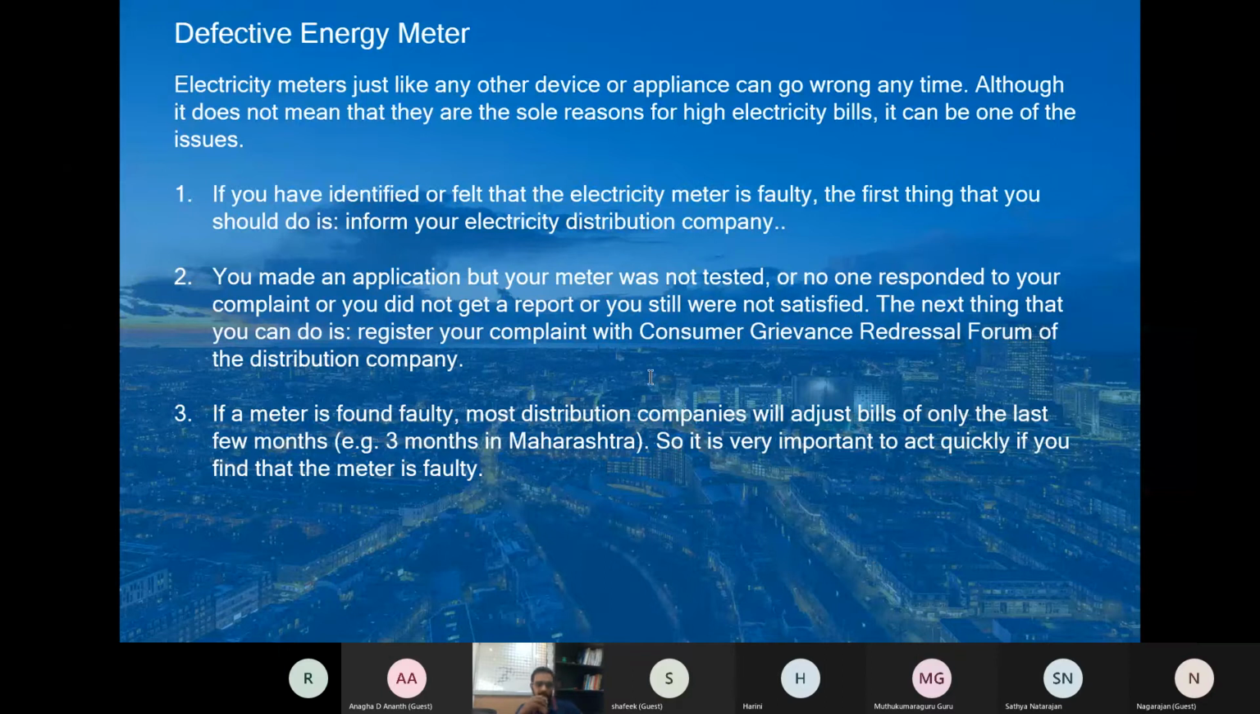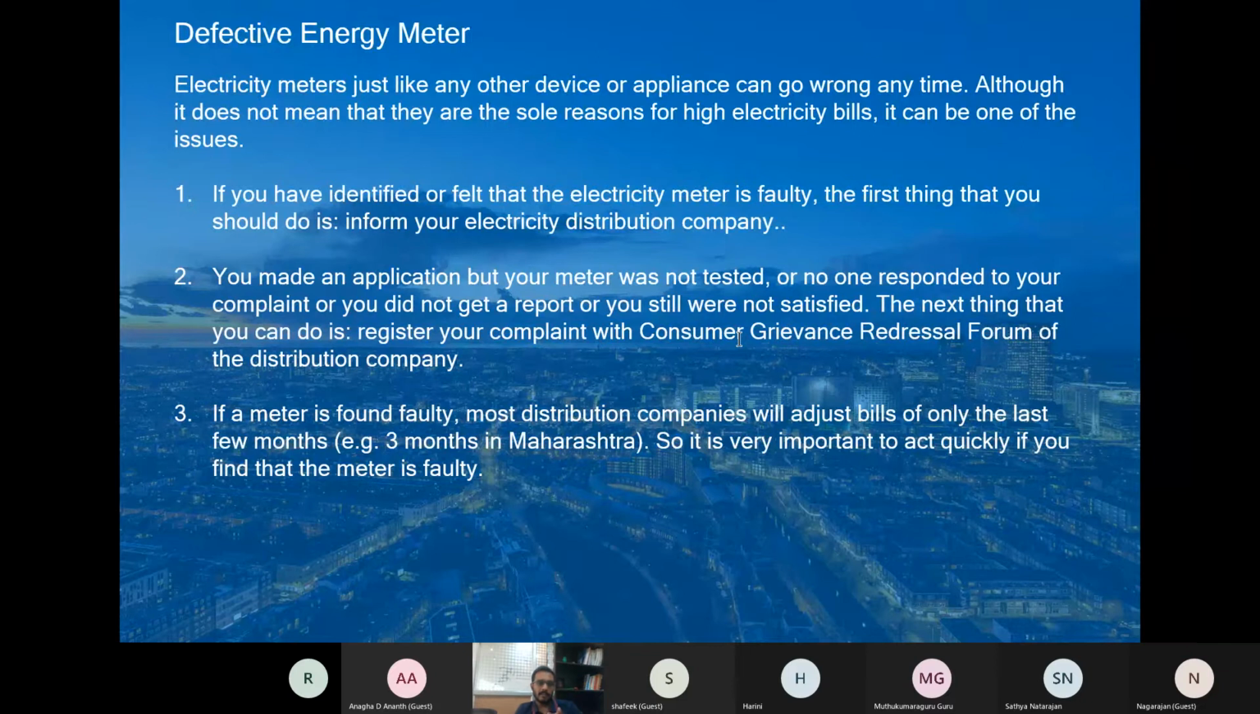What if your problem is not attended to? So you made an application, but your meter is not tested, or no one responded to your complaint, or you did not get any report, or you're still not satisfied with the report that was given. The next thing that you should do is register a complaint with the consumer grievance forum of the distribution company. Every distribution company is supposed to have a GRF, which is a department dedicated to handling all consumer complaints.